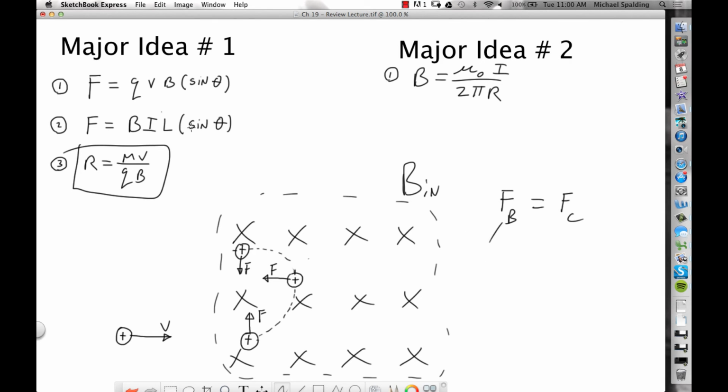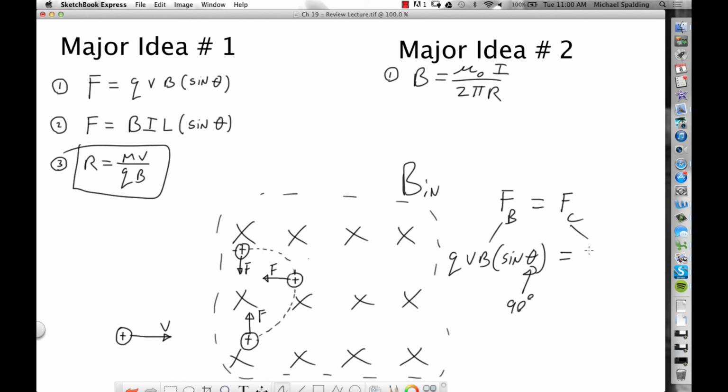The equation for magnetic force is qvB sine theta. What's the theta here? 90, right? Why is that 90? Well, which way was the velocity? To the right. Which way is the magnetic field? In. What's the angle between to the right and in? 90. Sine of 90 is 1.